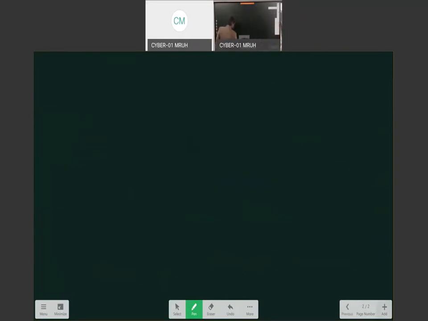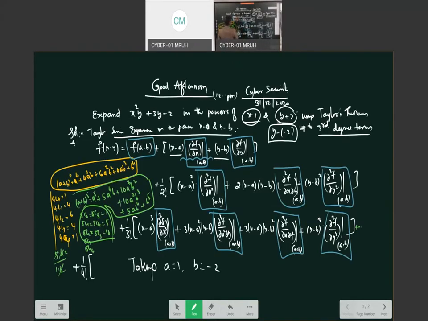So given that f of x comma y is given as, let me recall, this is x square y plus 3y minus 2 if I recall correctly. Let me check it now. Yes, x square y plus 3y minus 2.